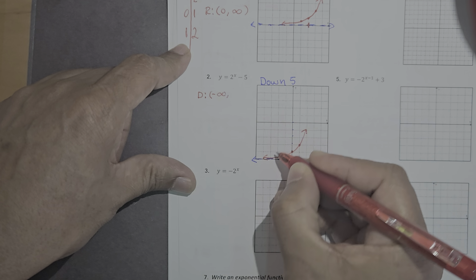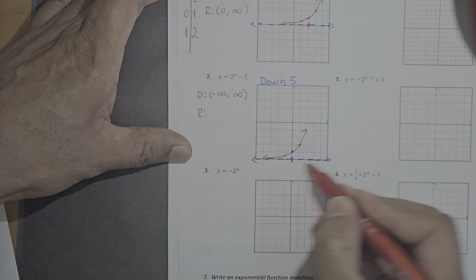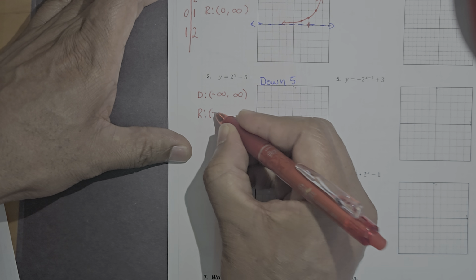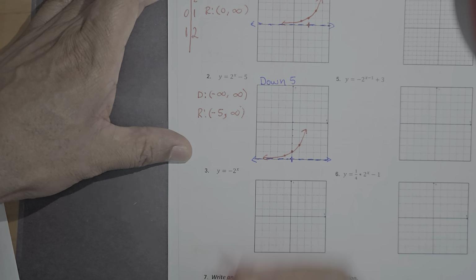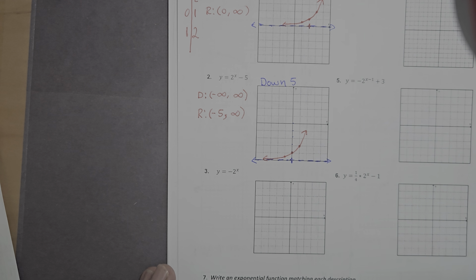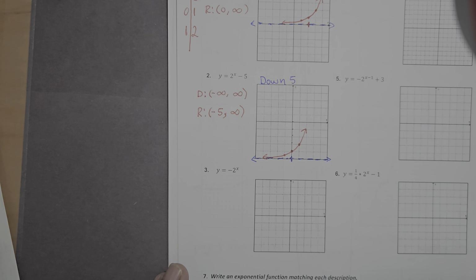The one that might change depending on this value is going to be the range. So the range, instead of going from 0 like this one, now it goes from -5. Okay, so at the bottom it is going to approach -5, but then it's going to go up to infinity. So there is the graph, domain, range, and the transformation.